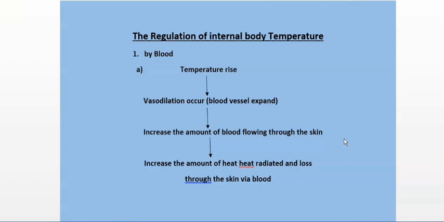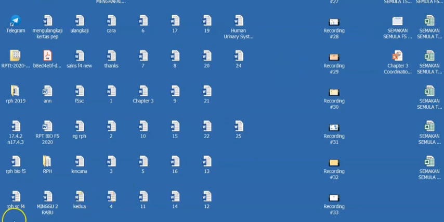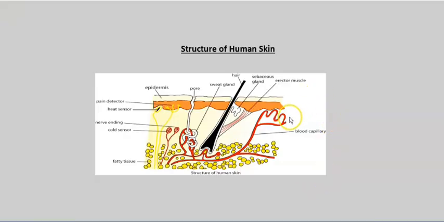Sometimes we see, after you run, especially if you have fair skin like Chinese students, your face will become red because of this. More blood flows to the skin. When more blood flows to the skin, it increases the heat radiated and lost. So more heat will be lost through the skin. Okay, this is the one by the blood. The blood vessel under the skin will expand, so more heat will be radiated out from the skin.